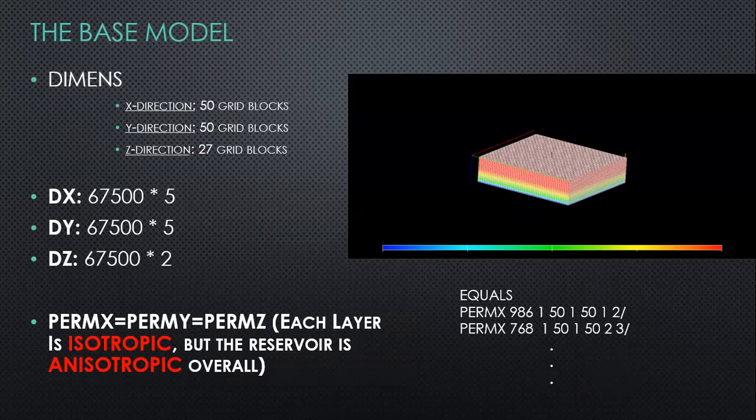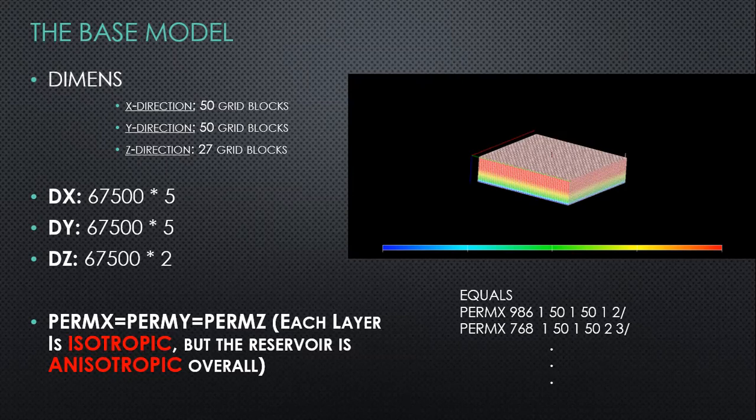In this scenario, the number of grid blocks in each direction was set as follows: 50 grid blocks in the X direction, 50 grid blocks as well in the Y direction, and finally 27 grid blocks in the Z direction. Now, moving on to the GRID section, it is the second section of an Eclipse data input file. It determines the basic geometry of the simulation grid and various rock properties.